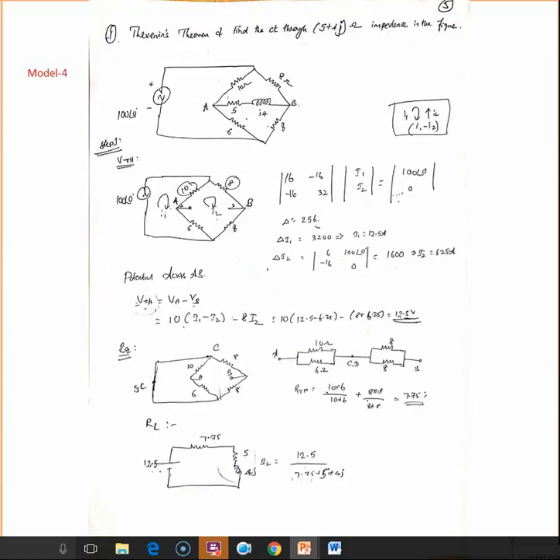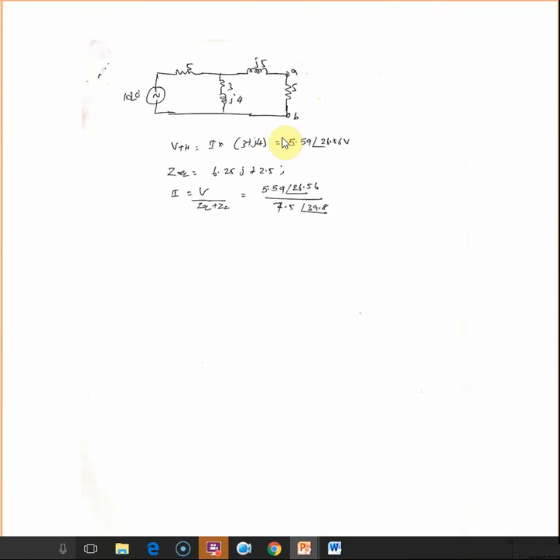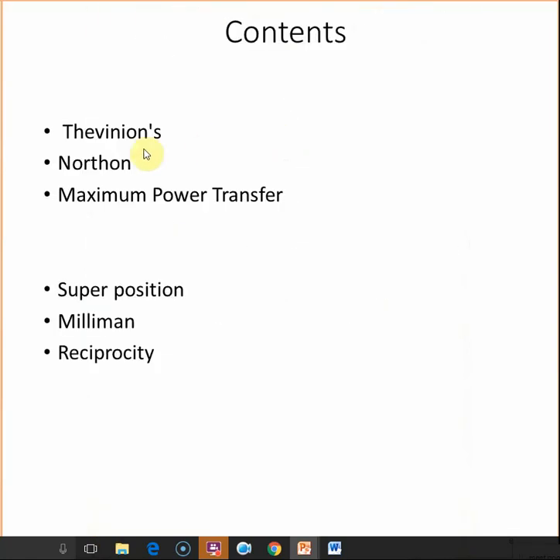One more stage is also available. This type of method, a bridge rectifier type, they are going to give, and the load resistance is AB here. You need to proceed with the same method. You find the VTH at the AB point. So that's all. These are the different stages of the problems. That's all for Thevenin's theorem, Norton theorem, and the maximum power transfer theorem.